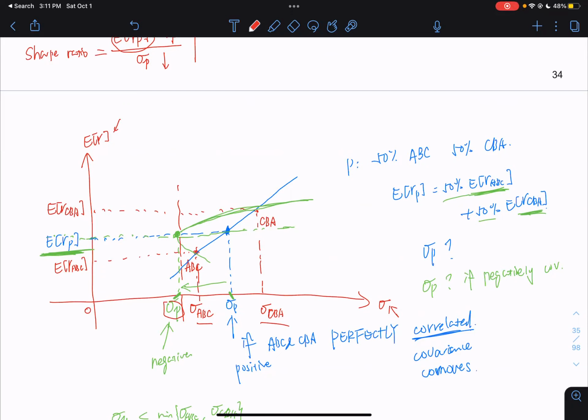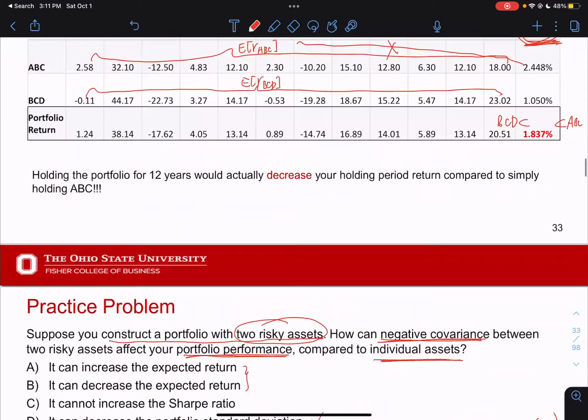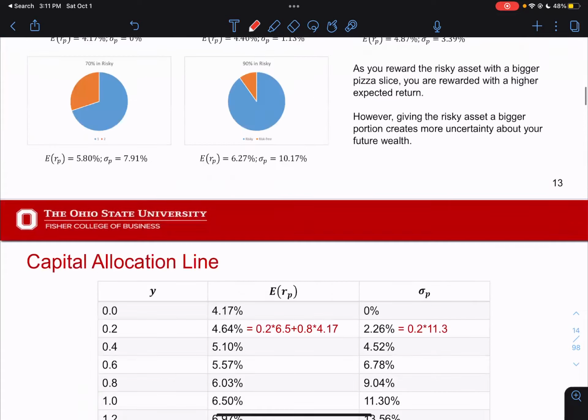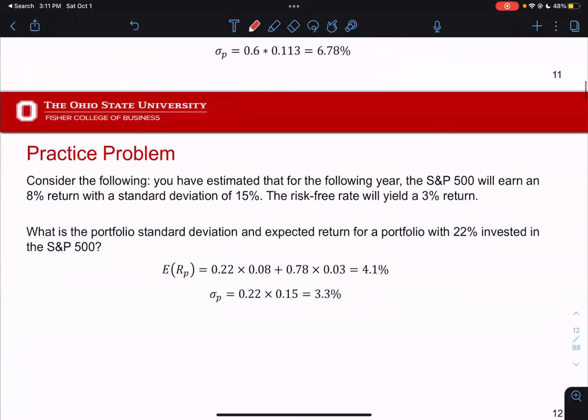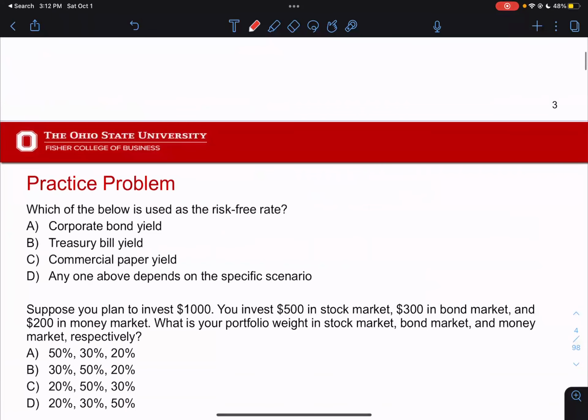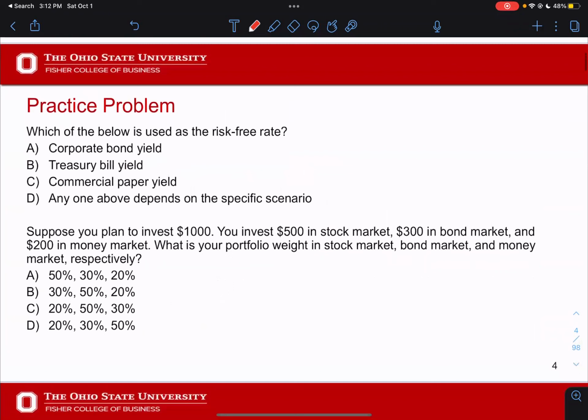So the last thing I want to talk about is this one. Which of the following is used as risk-free rate? So I had a discussion on this topic with Asim in class. Originally here, one choice is T-bond yield.